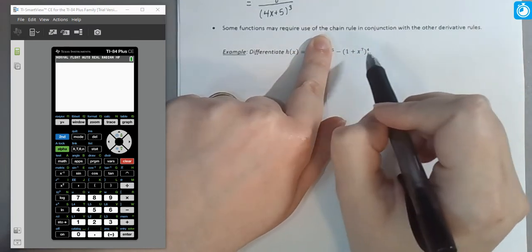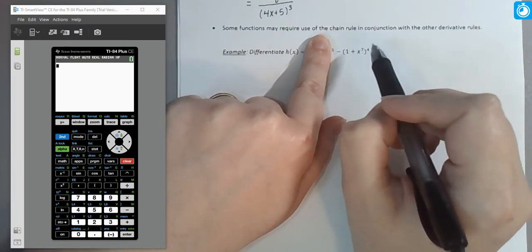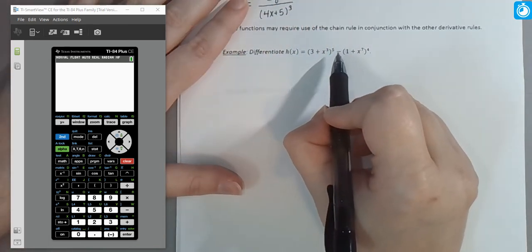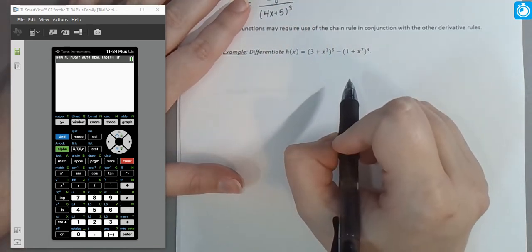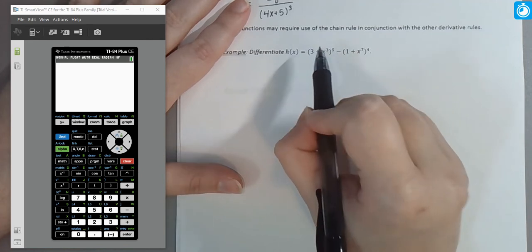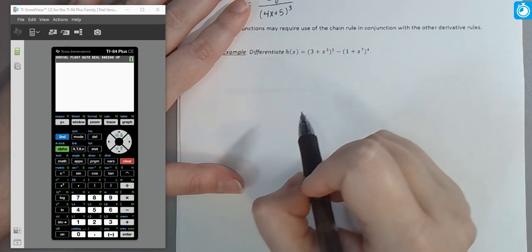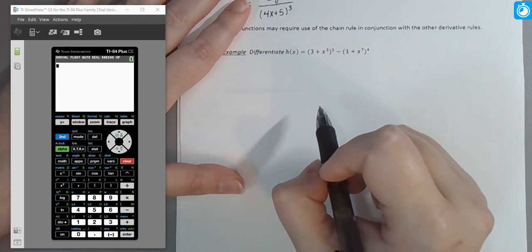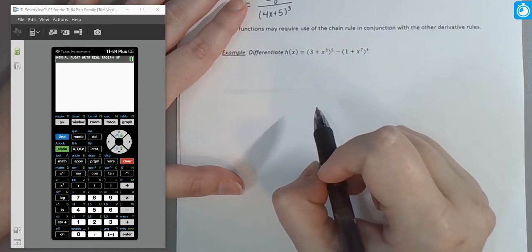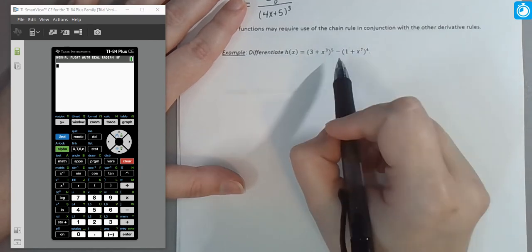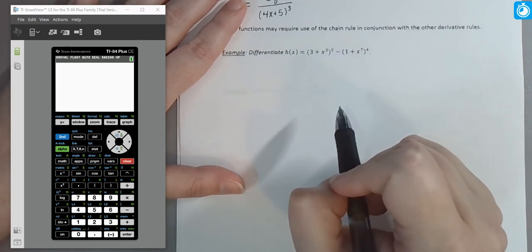Differentiating this would require the chain rule. Again, it's something plugged into something else. But the results of that are subtracted. So the fact that these two terms are subtracted means we're going to apply the difference rule as part of our derivative. Well, all the difference rule tells us is that we can look at the individual derivatives and just subtract those individual derivatives.